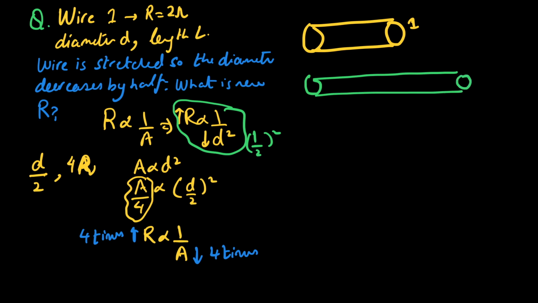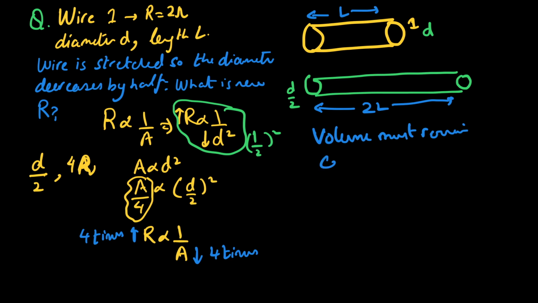कि अगर आपका diameter d है और अब diameter हो गया d divided by 2, तो क्या आपकी length increase नहीं हुई होगी? Of course हुई होगी. पहले initially your length was L. Now your length will be twice of L. And remember, the reason for that is that the volume must remain constant.